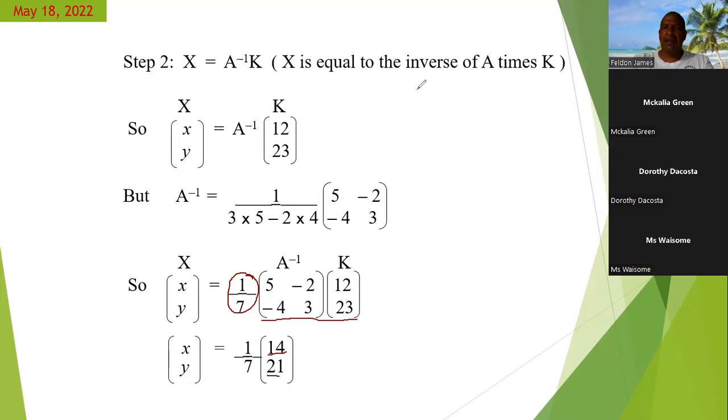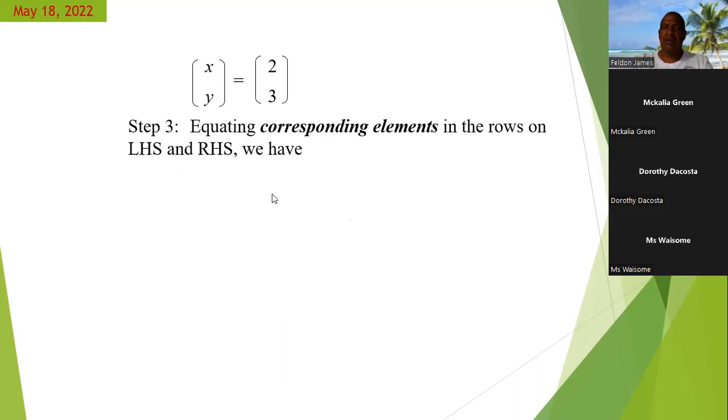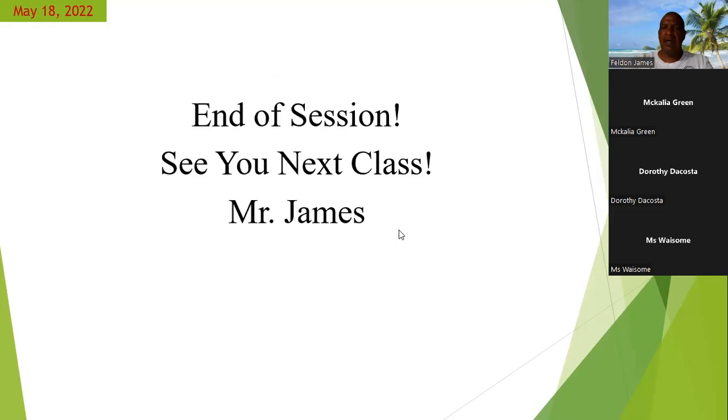Now, once we have gotten that matrix, what we are to do next is just to simply divide each of these now by the determinant to get the values of X and Y. All right, so if we do that, we will get the matrix XY equal to the matrix 2, 3. And by equal matrices, we can equate X with 2 and Y with 3. So we can equate corresponding elements. X is equal to 2 and Y is equal to 3. And that would have given you the process of how to solve simultaneous equations using the inverse matrix method.